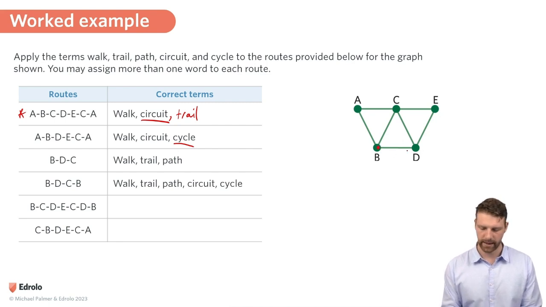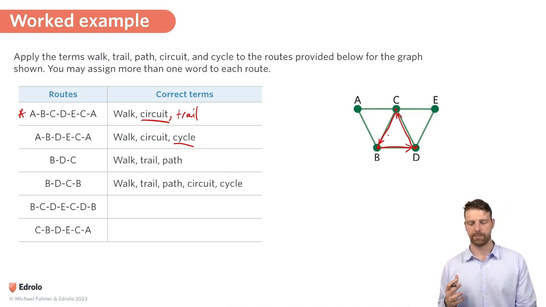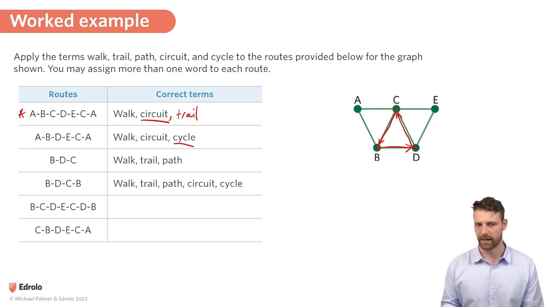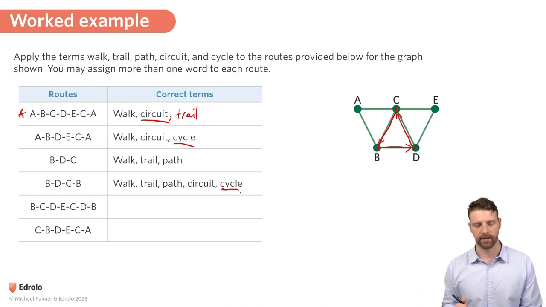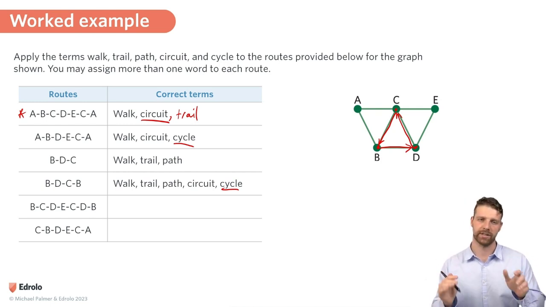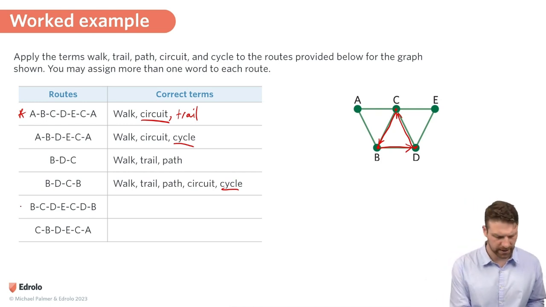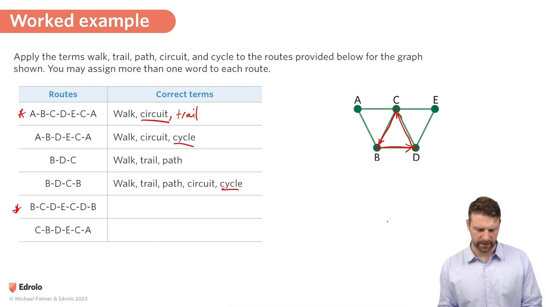So let's have a look. Start at B, go to D, go to C, back to B, and that's where we finish. So starting and finishing at the same point, and we've got no repetitions of edges and vertices. That's our top one there. That's a cycle. It also technically fits all those other definitions. If you look closely at those definitions, you'll see that it doesn't break any of them. Let's do this next one ourselves. B, C, D, E, C, D, B.